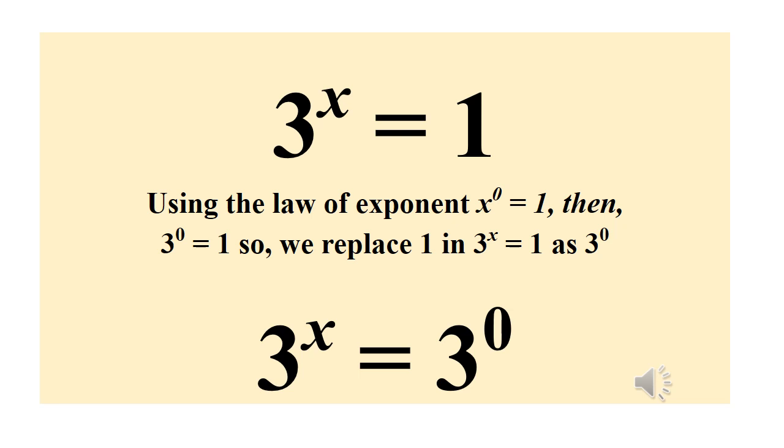So that means 3 raised to power x equals 3 raised to power 0. 3 raised to power 0, there is still 1 there. So we want them to have the same base. That's why we change it that way.